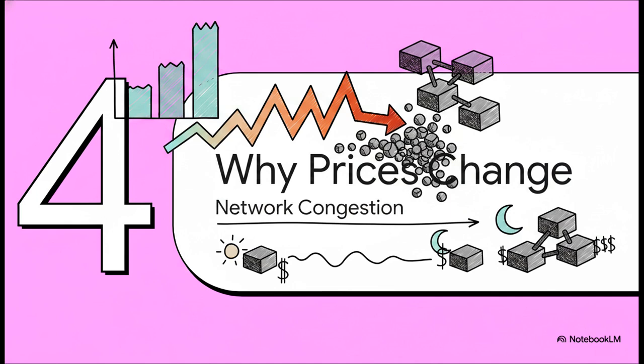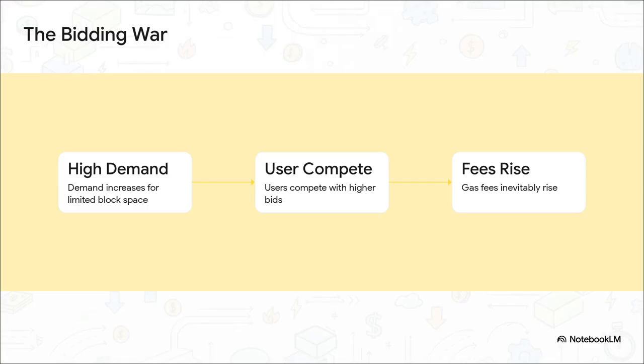Okay, part 4, why prices change constantly. This right here addresses the absolute most frustrating part of crypto for beginners. I mean, why does the exact same transaction cost 50 cents on a Tuesday morning, but suddenly $15 on a Friday night? Well, the root cause is that blockchains only have a limited amount of space inside each block. It's a completely open market.